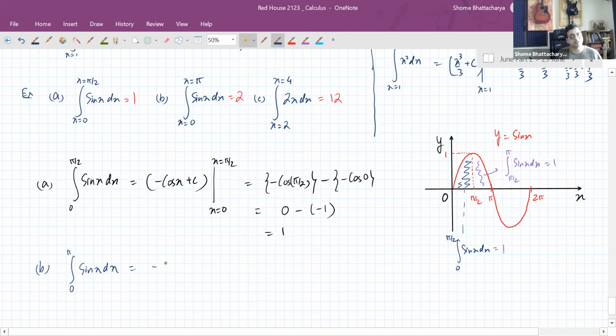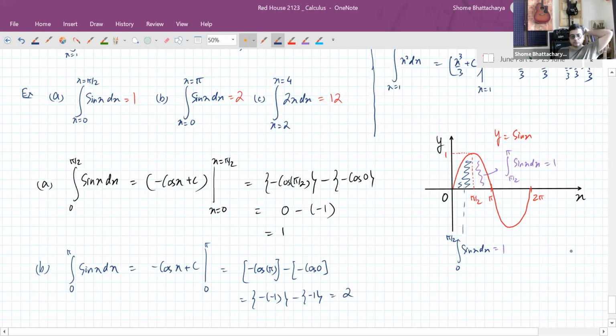And the steps are a bit tricky, so to make sure that you don't make any mistake with the algebraic sign when you are substituting: it's minus cos pi, minus of minus cos 0. So it's minus of minus 1, minus of minus 1. That's how we get 2. So that is the interesting thing about the symmetry of the sin x graph.